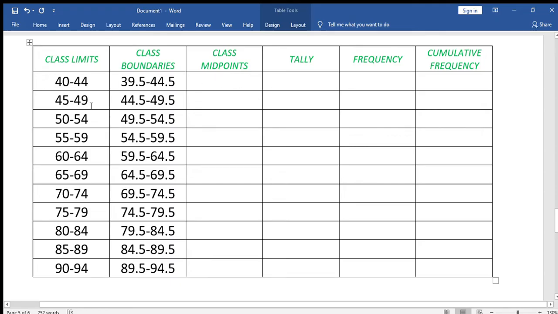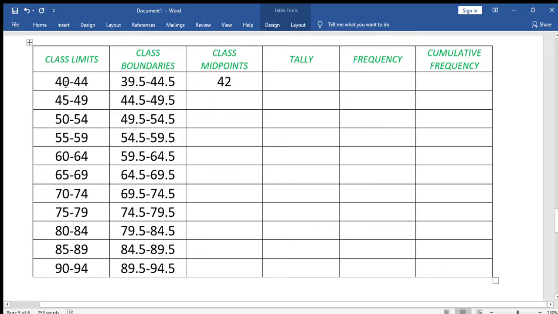So to find out the midpoint of this class limit, it has a midpoint of 42. Why 42? Because you just need to add the lower limit, which is 40, and the upper limit, which is 44. 40 plus 44 is 84, divided by 2 is equal to 42, right? So again, to find out your class midpoint, you simply get the average of your different class limits.